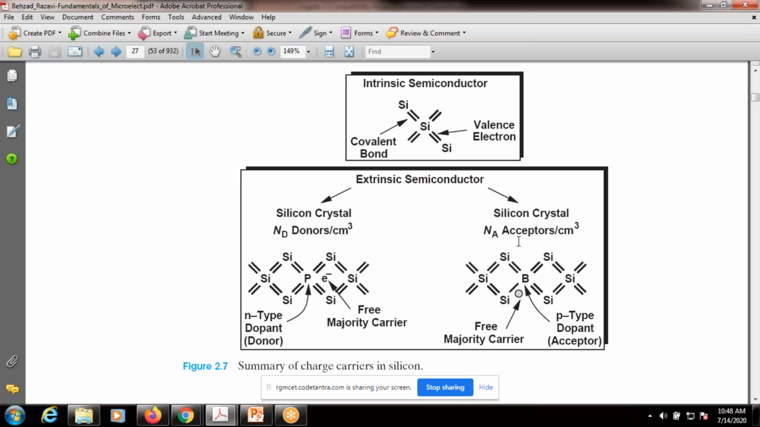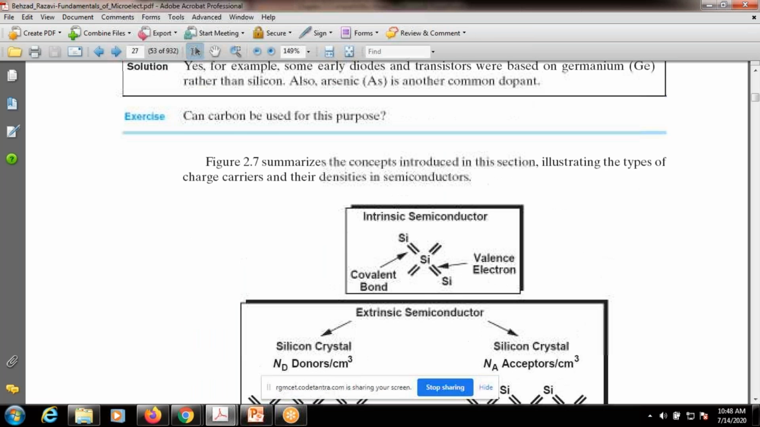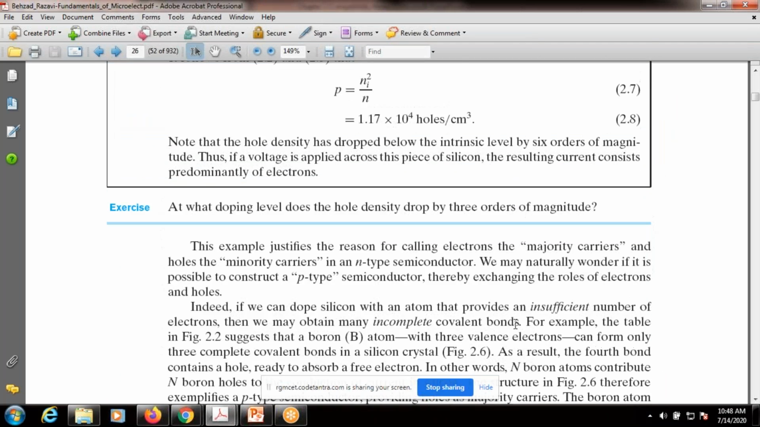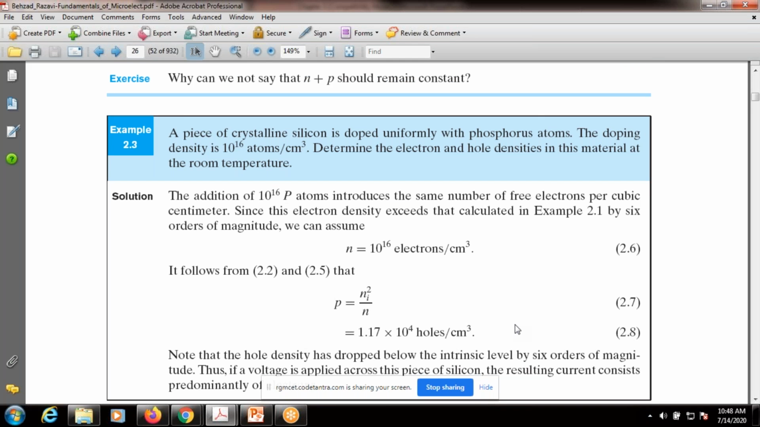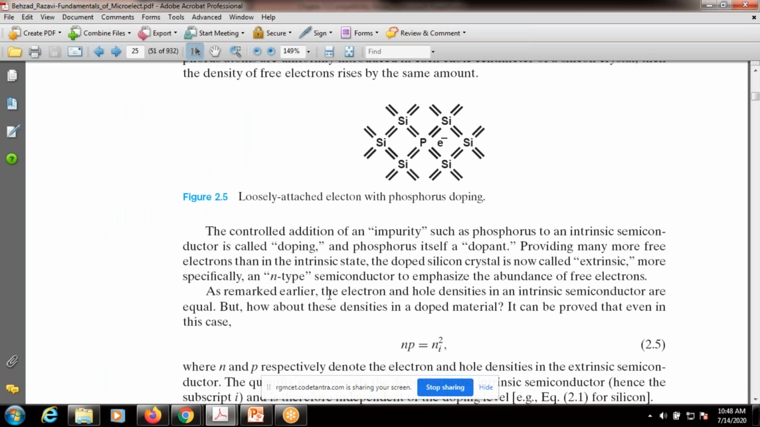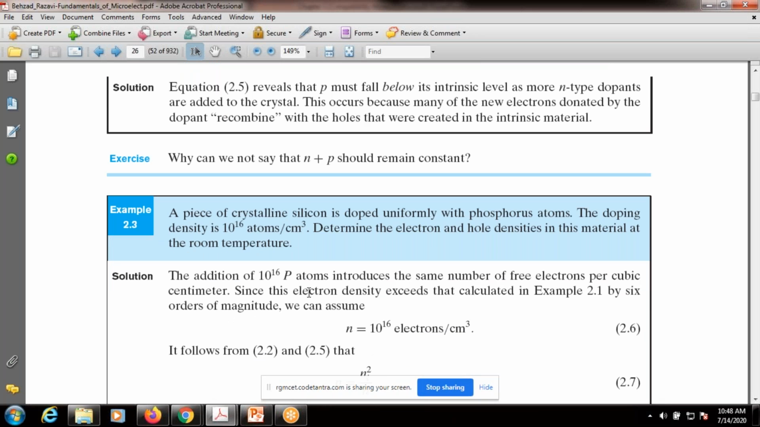Similarly, silicon crystal with acceptors per cubic centimeter, where the example is boron, right? Now this one is an acceptor, and the free majority carriers are holes. That is today's class. I think almost all of today's class was covered at intermediate level, right? If you have any intermediate books, please refer to them. Today's class mainly concentrated on extrinsic semiconductor material: what is doping, and how to find charge carriers, whether electrons or holes, in an extrinsic semiconductor.